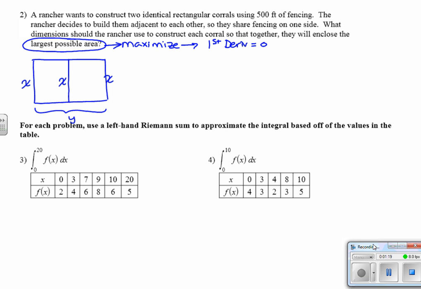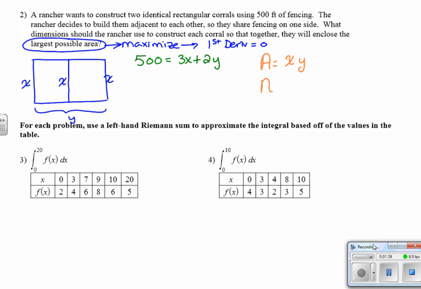I should be able to write 2 statements from this. The obvious one is about the perimeter. I could say 500 feet of fencing is equal to 3x's plus 2y's. That's the distance around there. On my other statement, I can say that the area of my pens is length times width, or x times y.